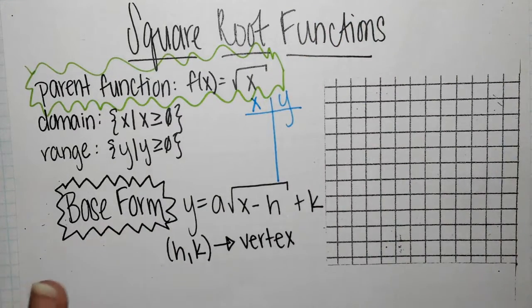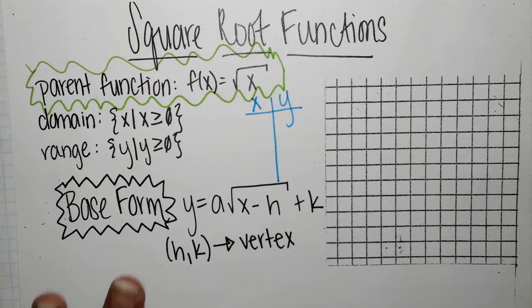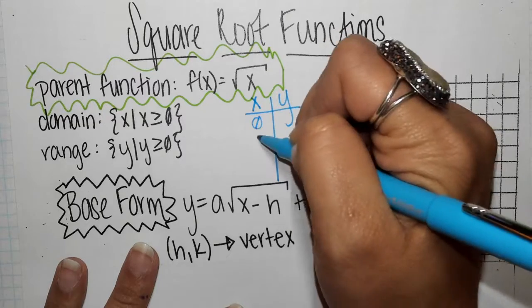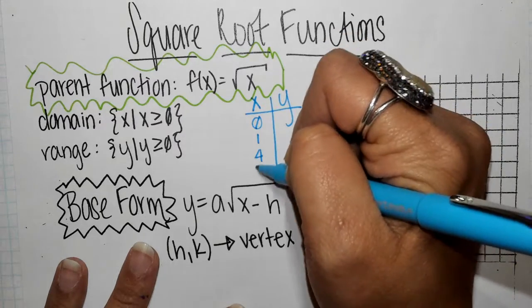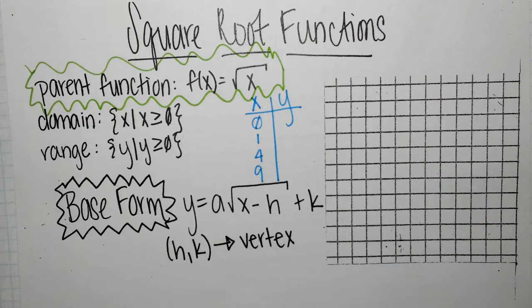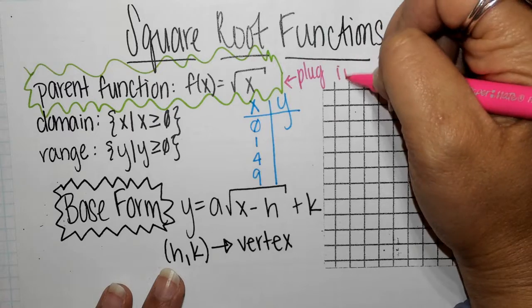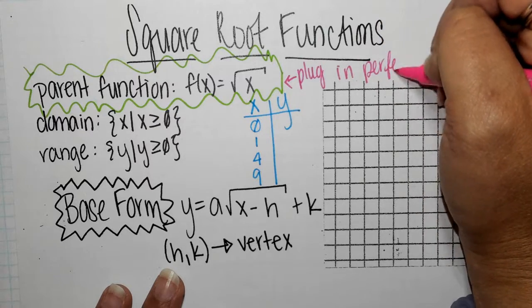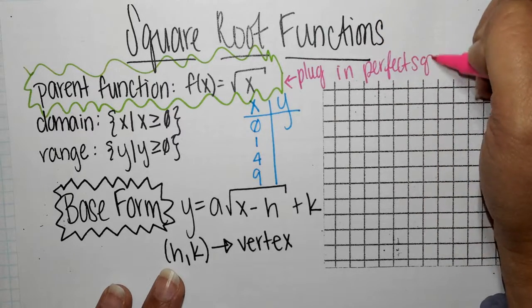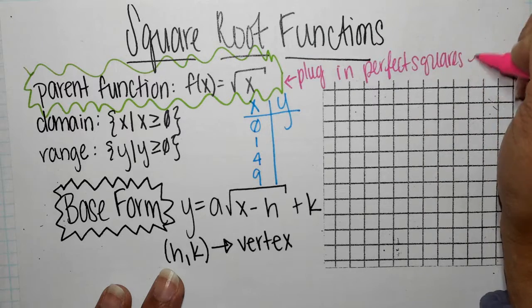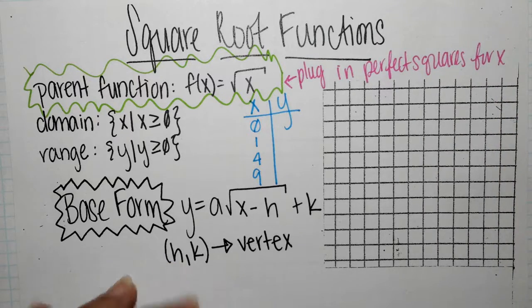So we're only plugging in perfect squares. The first perfect square we're going to plug in is 0, then 1, then 4, then 9. And we're going to plug those in for x, and we're going to take the square root of them. So plug in perfect squares for x.